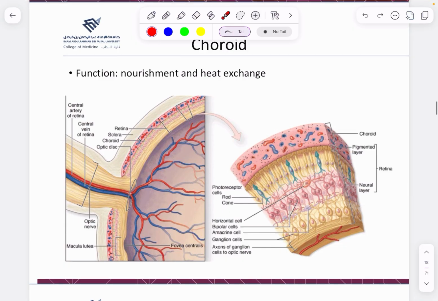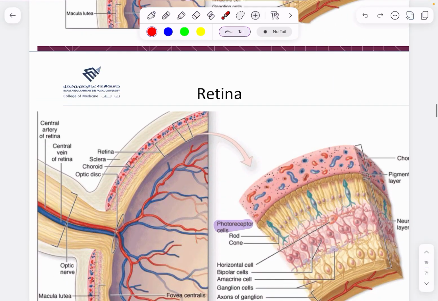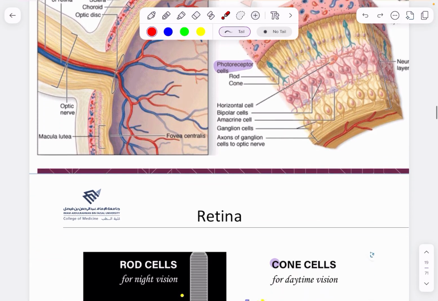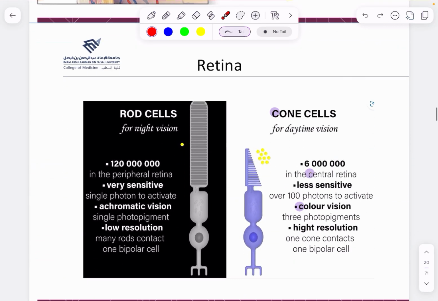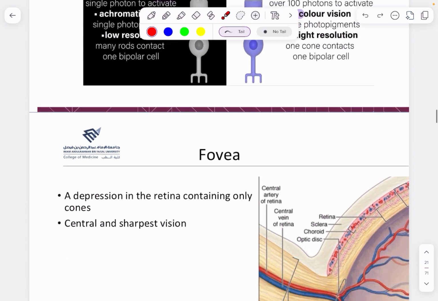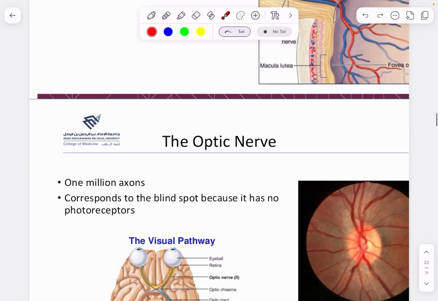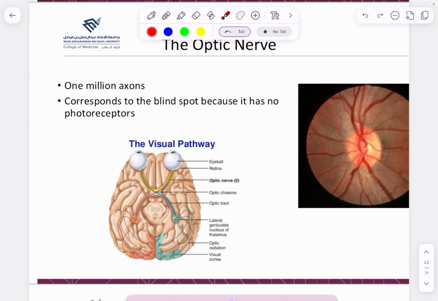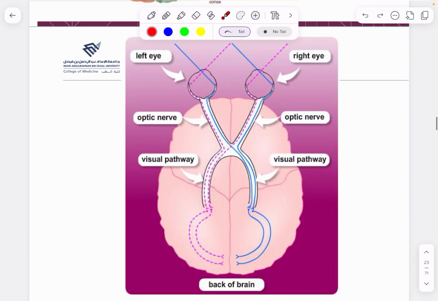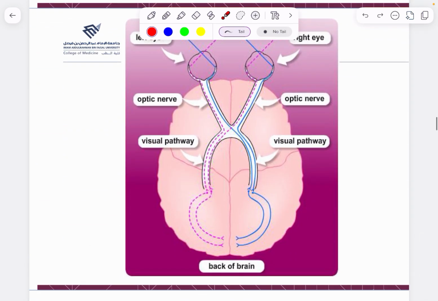This is repeated. The choroid, as we said, is for nourishment and heat exchange and it has the blood vessels. The retina is the neural layer, and we have the photoreceptor cells, which are the cones and rods. You can read this. Okay, the fovea is the depression in the retina that has only cones, which is why it's the central and sharpest vision. We come to the optic nerve. The optic nerve consists of the axons. It's our blind spot because there are no rods or cones in it. This was not explained by the doctor, but this is the visual pathway of how the light reaches the brain and is interpreted.